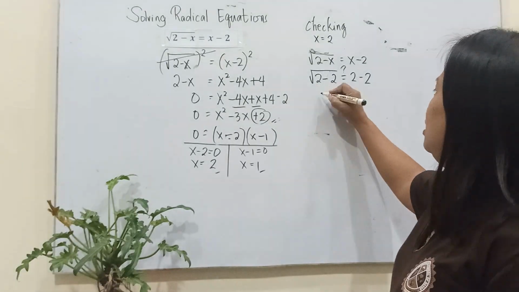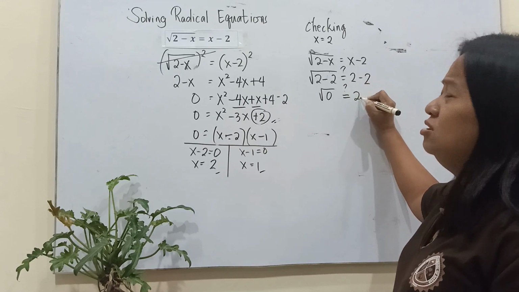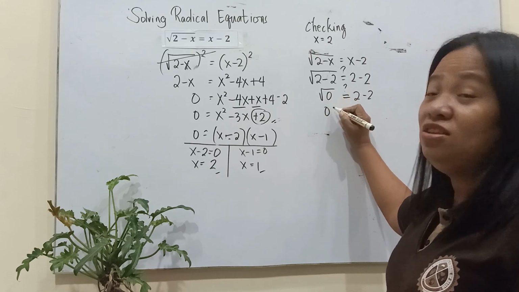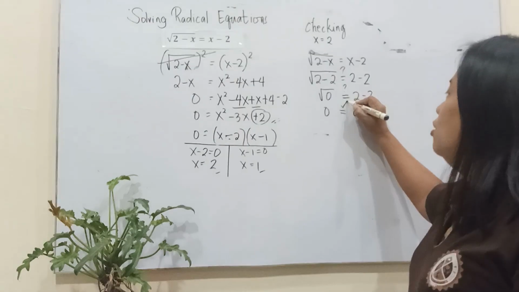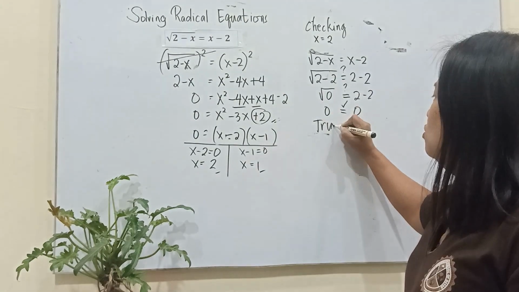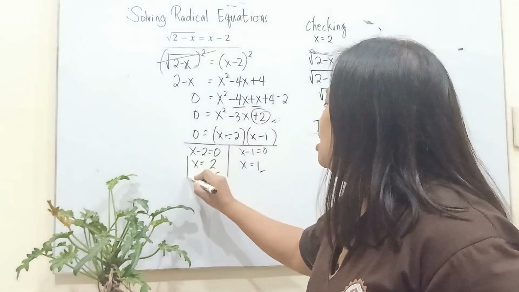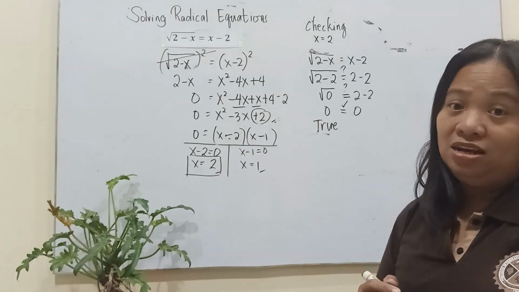So square root of 2 minus 2 is square root of 0. Is it really equal to 2 minus 2? So square root of 0 is 0. Equals 2 minus 2 is 0. Both sides are really equal. So it means it results to a true statement. Therefore, x equals 2 is a solution to our radical equation.